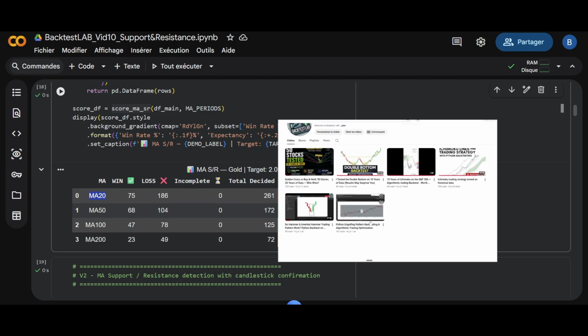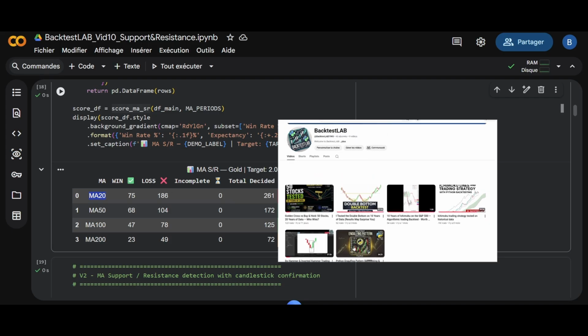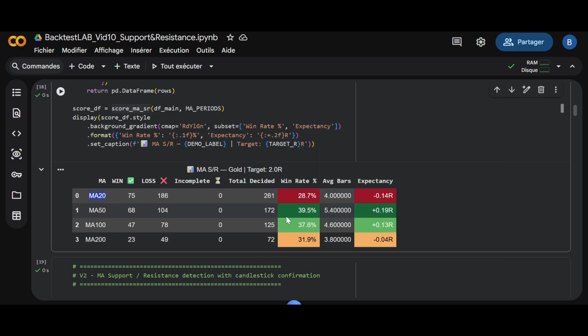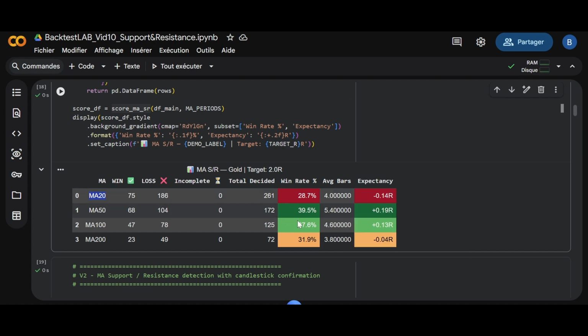And we can also use the hammer and shooting star pattern. This is also another video that we backtested. So if we have the confirmation that we are approaching the level and we have an engulfing, this is where we enter the trade. So let's see this second version.